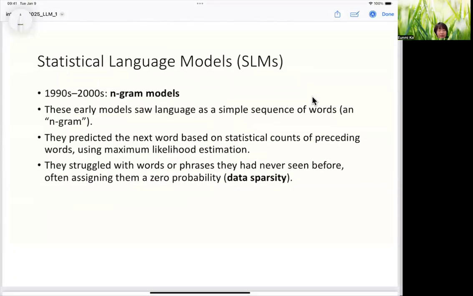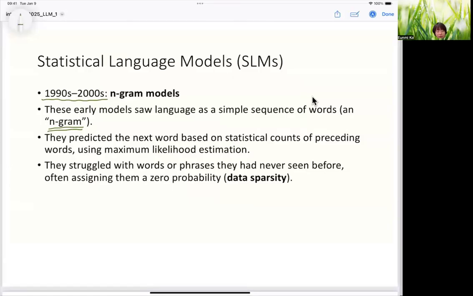All right, statistical language models were developed especially during the 1990s and 2000s. The representative model is the n-gram model. These early models saw language as a simple sequence of words, meaning a vector of words, and they were called n-gram. These models predicted the next word based on statistical counts of preceding words using maximum likelihood estimation.